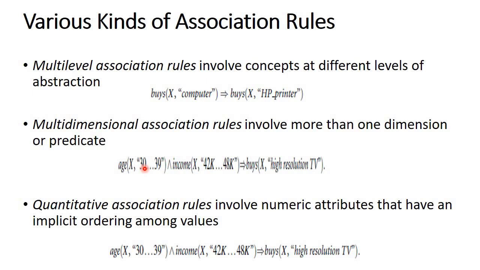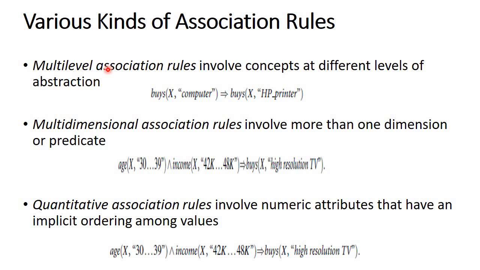So what are the different kinds of association rules that are present? The first one is a multi-level association rule. The second one is a multi-dimensional association rule. And the third one is quantitative association rules. So what is a multi-level association rule?